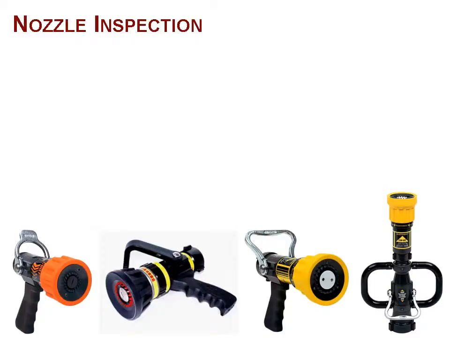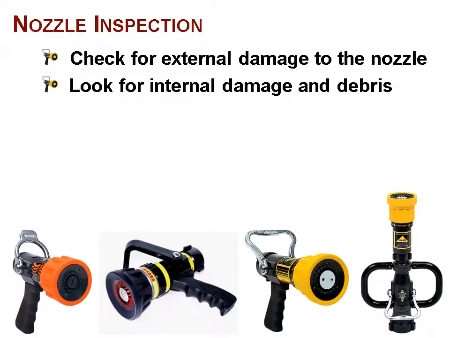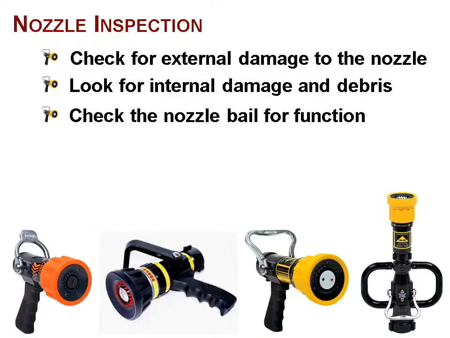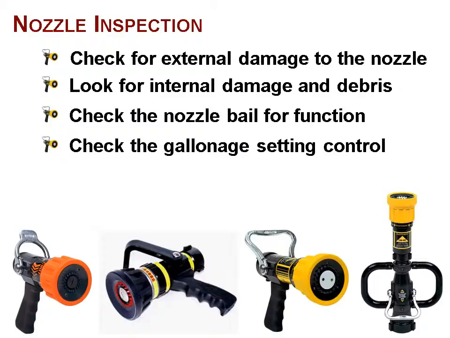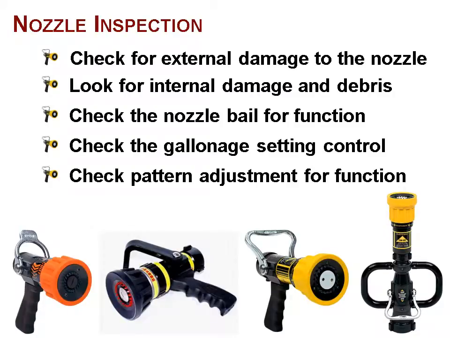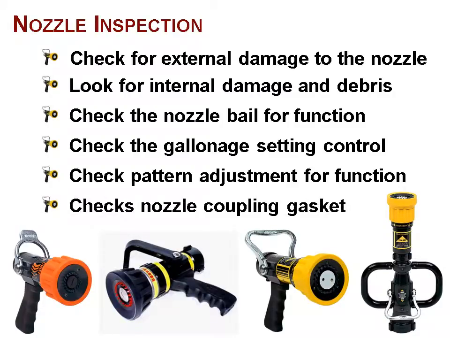Inspection of nozzles. You want to check for external damage of the nozzle. Look for internal damage and debris. Check the nozzle bail or handle for function by moving it to the open and closed position. Check the gallonage setting control by moving it to all the various gallonage settings. Check the pattern adjustment by rotating it. Check nozzle coupling gaskets for defects, age, and ability to return to normal shape by pinching the gasket between the thumb and index finger.